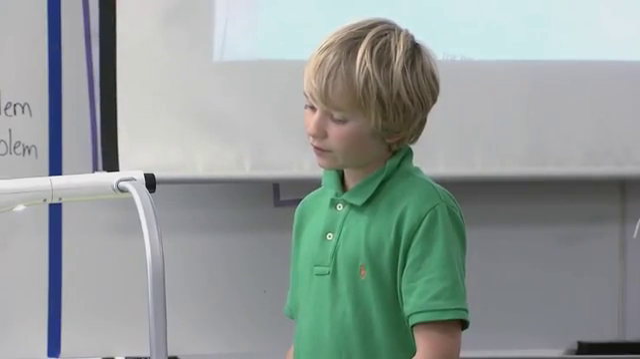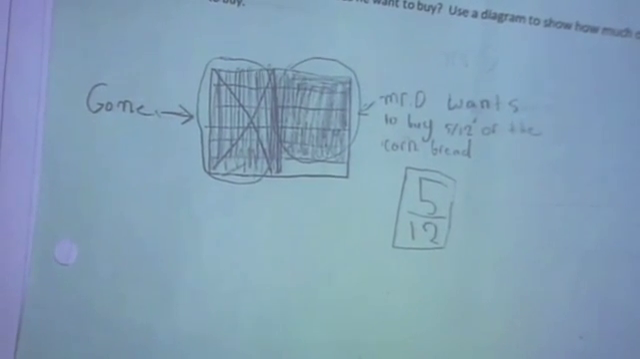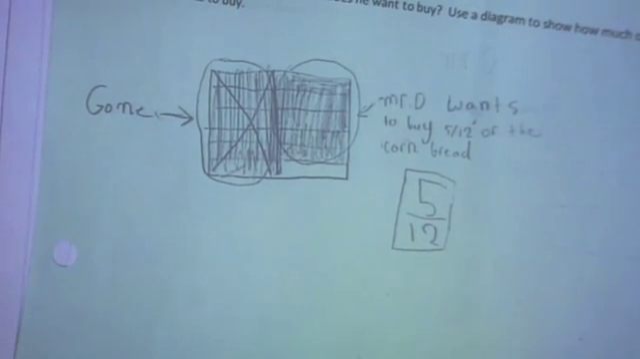I crossed out this part of the cornbread right here, and then I had the 5 left over here, and I know there's 12 total, so I got 5/12.